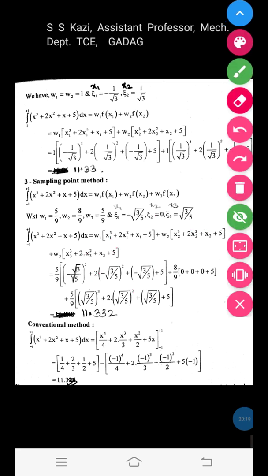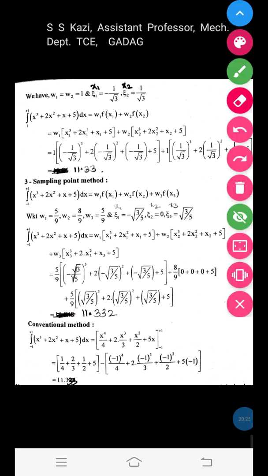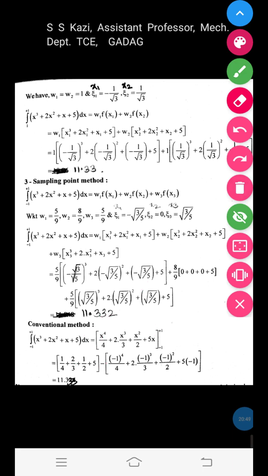After that, by calculating this equation, we will get 11.332. The same we got using 3-point method. And conventional method, if you go for integral of x cube plus 2x square plus x plus 5 with respect to x, we will get x raised to 4 by 4 plus 2x cube by 3 plus x square by 2 plus 5x. And putting the limits plus 1 and minus 1, we will get 11.33, which is the same integral value. I hope you have understood, my dear students.